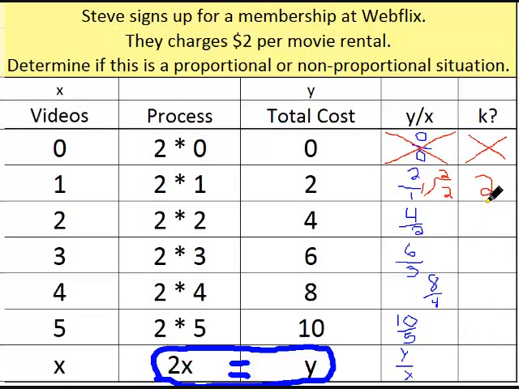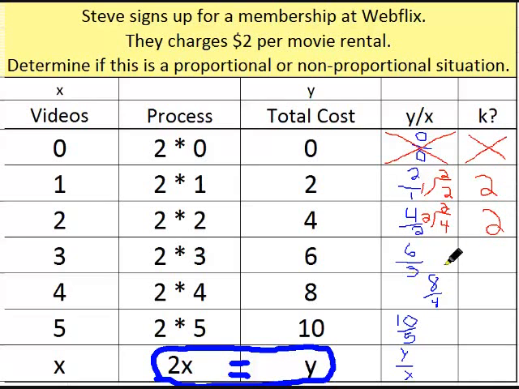So for this to be a proportion, the next number we try to get here should be 2. It has to be the same number all the way down. If it's not 2, then we don't have a proportion. So let's check it. 4 divided by 2, well, sure enough, that's 2. So far, this is a proportion. We've got to keep going, though.